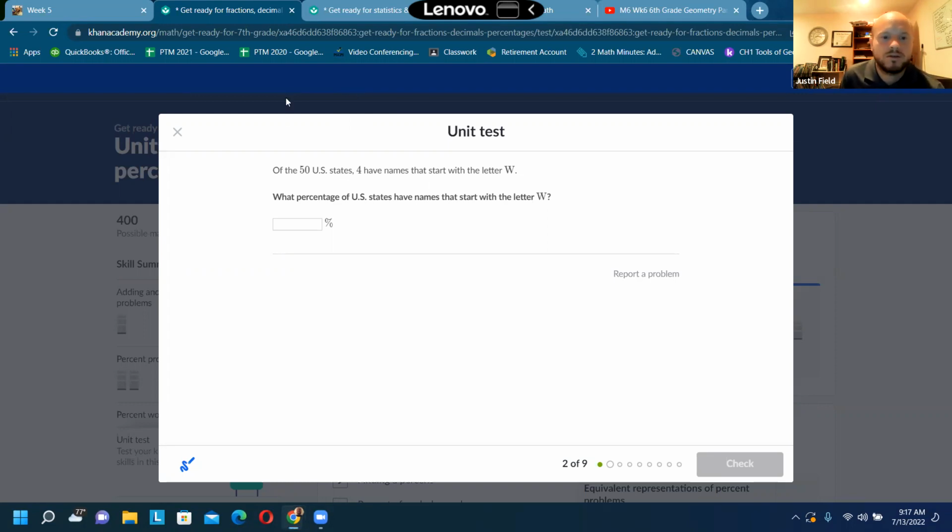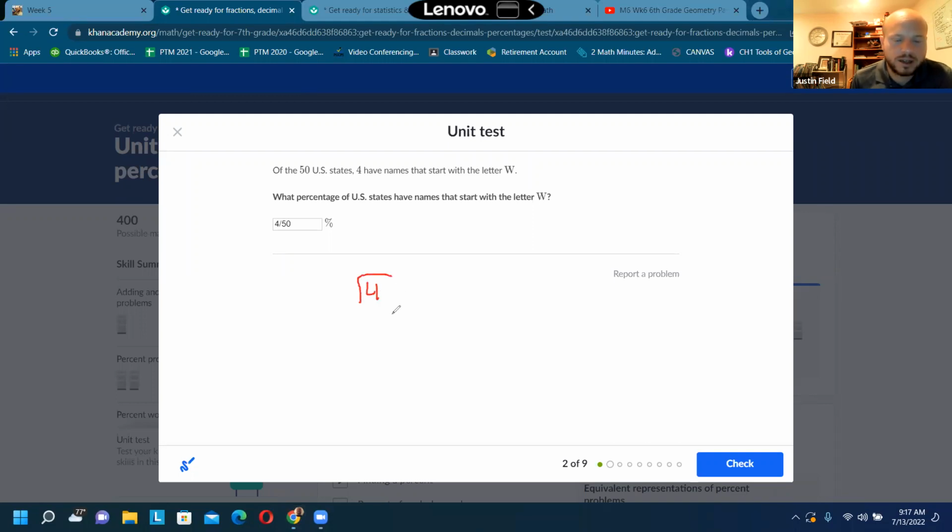Oh, that's just 4 out of 50. But they don't want a fraction. They want a percentage. So how do we change that fraction into a percentage? We take the 4, the numerator goes on the inside, and the denominator goes on the outside. And obviously 50 does not go into 4. We could add a 0, but 50 doesn't even go into 40. So we have to add another 0.